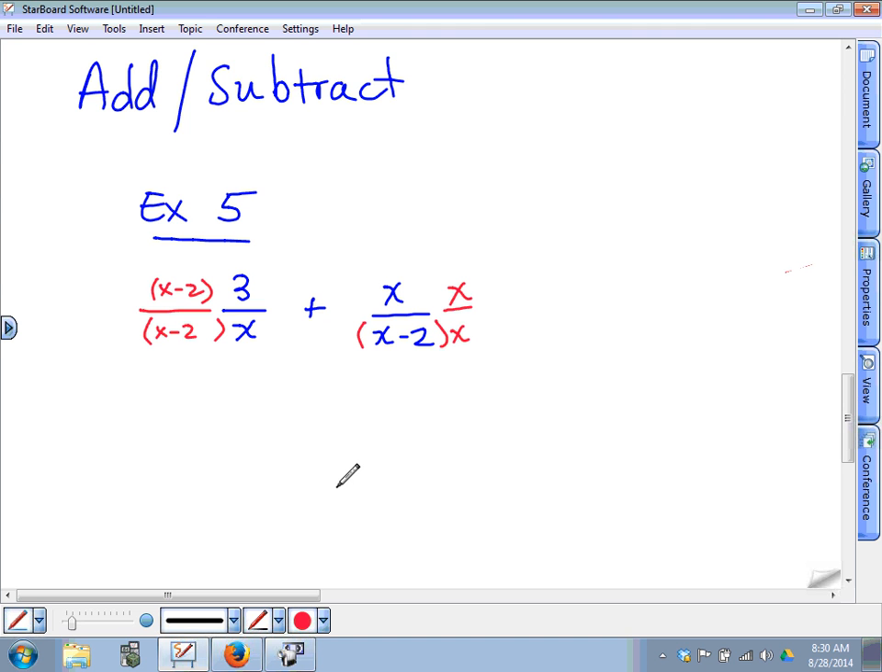Now, what you're going to need to do is leave the denominator factored, but in the numerator you are going to want to distribute. So in the numerator, simplify that and multiply those together. So you're going to end up with 3x minus 6 over your common denominator plus x squared over the common denominator.